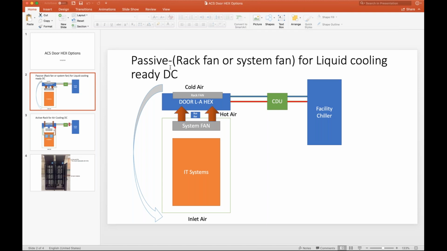As I know it, we call it a passive rear door heat exchanger when the fans are located in the system. Is that right? Yeah, that makes sense to us.